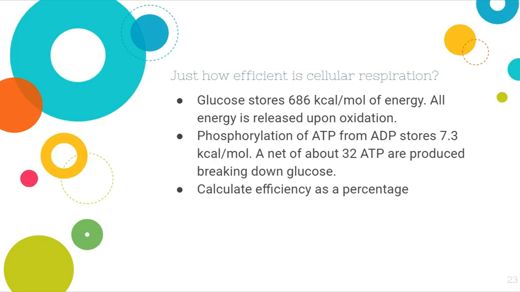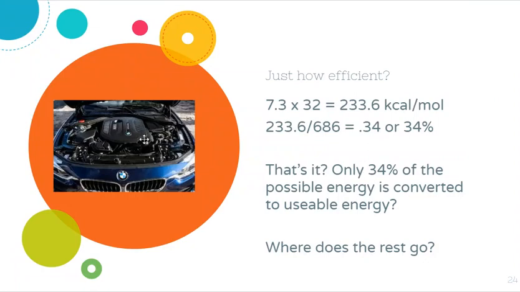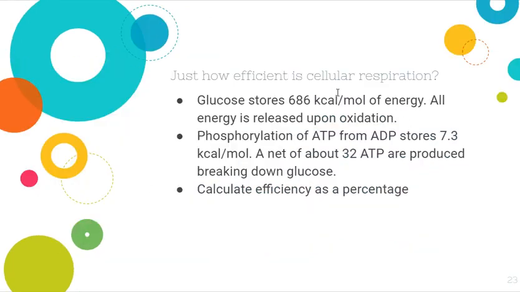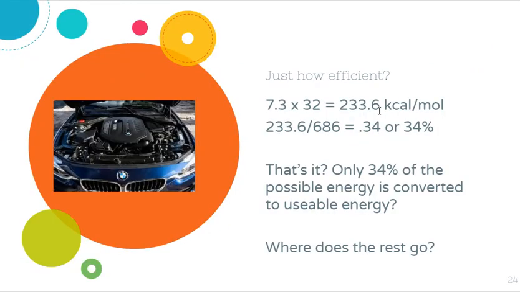So let's figure out our energy efficiency here. If each ATP makes 7.3 kilocalories and I make 32, how many kilocalories is my ATP going to give me? 7.3 times 32 is 233.6. But I just told you that if I snap all of the bonds in glucose, that gives me 686. So if I can make 233 from all that ATP, but glucose can give me 686, that means I'm only converting like 34% of glucose's energy into ATP. Yikes. That doesn't sound very good.